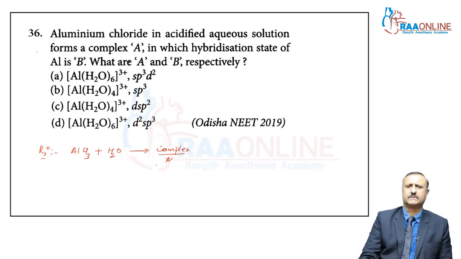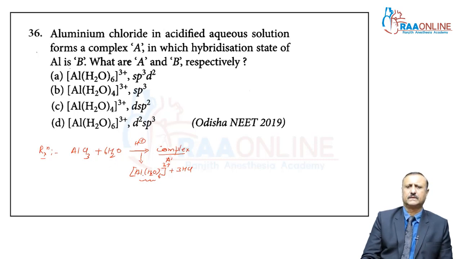My dear students, when aluminum chloride reacts with water in the presence of H plus ions, it forms [Al(H2O)6]3+. This complex is formed by aluminum, meaning 6 water molecules are attached to the aluminum, and the H plus ions form the remaining 3 HCl. So this is the main product, the complex of AlCl3.